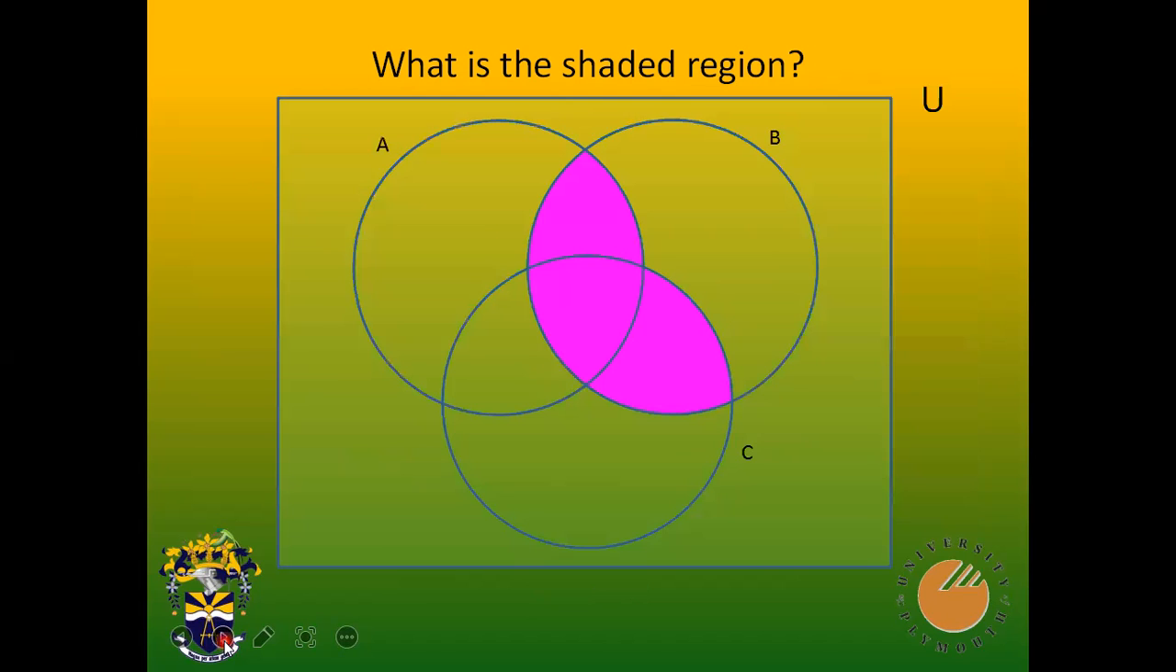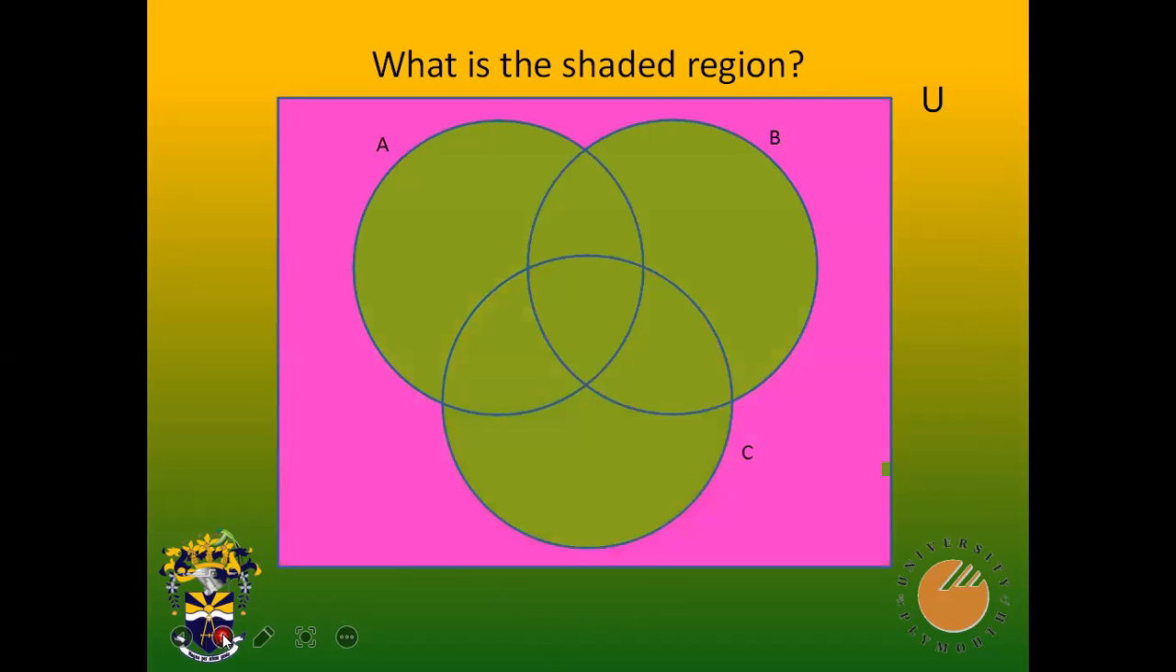Now, what will be the shaded region of this pink color? Actually, this is A intersection B and B intersection C and also A intersection C. So we can write it as B intersection bracket A union C. This is actually the distributive law. According to the distributive law, we can define this.